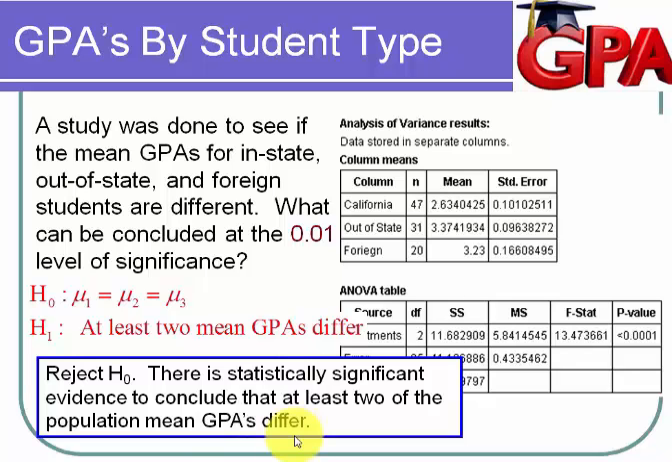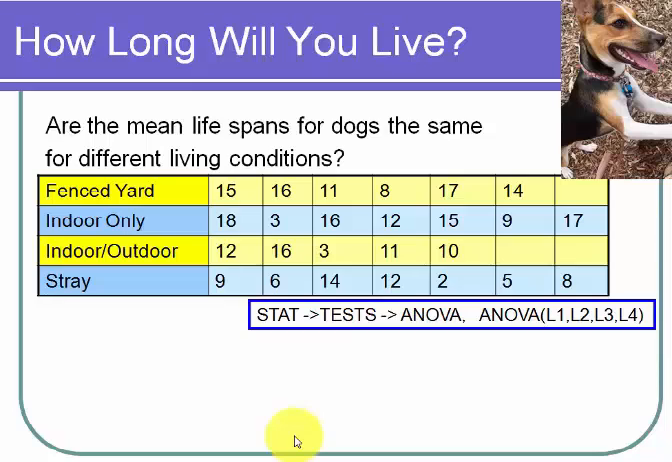So I'm going to show you one more example. This is the last example for the entire course of elementary statistics. And the question is, are the mean lifespans for dogs the same for different living conditions? And we have some data for dogs that live in a fenced yard, for dogs that really only live indoors, except maybe to take a walk on a leash, and then for dogs that are indoor-outdoor, so maybe outdoor in the daytime and they're kept indoor at night as a typical dog, and then stray dogs.